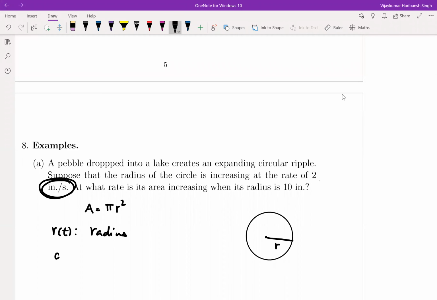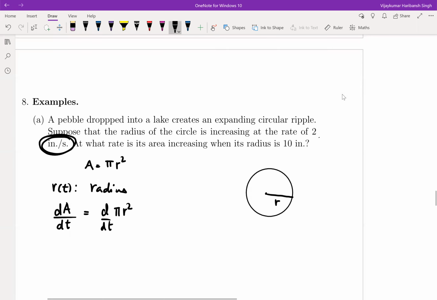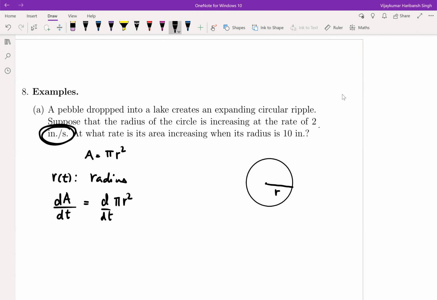So take dA by dt, which is going to be d by dt of pi r square. Now think about r as r of t, the whole square. So pi is a constant and comes out. What is the derivative of r of t square? It is going to be 2r of t multiplied by the derivative of r of t, which is dr by dt.